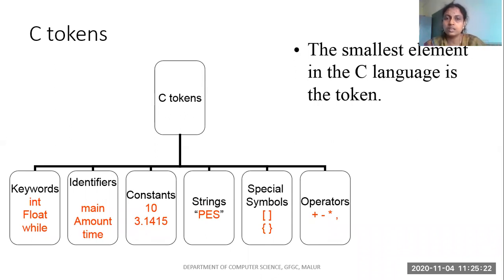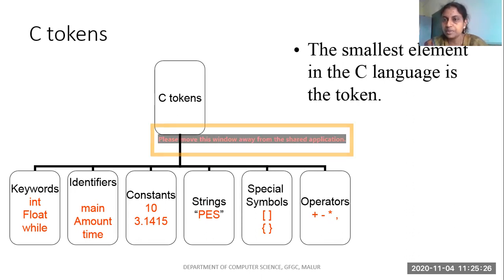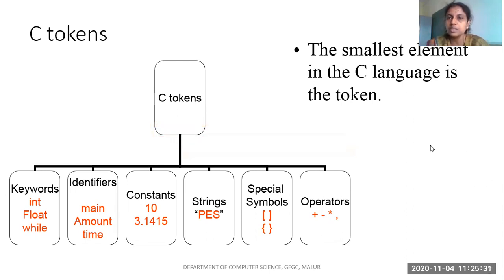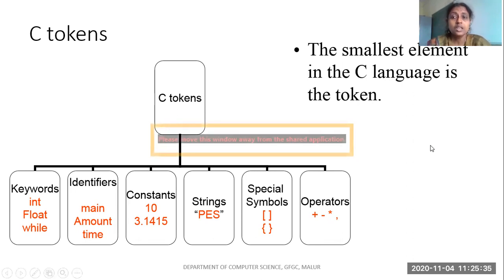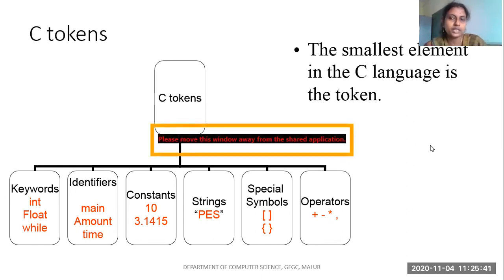These concepts are called tokens in C. Tokens in C means the smallest element in the C language. The definition goes like this: the smallest element in the C language is a token. That means the combination of all these small elements together, I call it tokens.